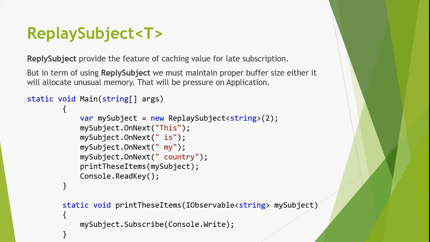Now there are types of subject. One type is ReplaySubject. What does it actually provide? ReplaySubject provides the feature of caching values for late subscription. After passing so many items, we can perform our subscription later. But when using ReplaySubject, we must maintain a proper buffer size, or it will allocate unusual amounts of memory. It keeps multiple values for us as a cache, and it can be subscribed to later. So if we push unusual values without a proper buffer size, it will create pressure on our application.